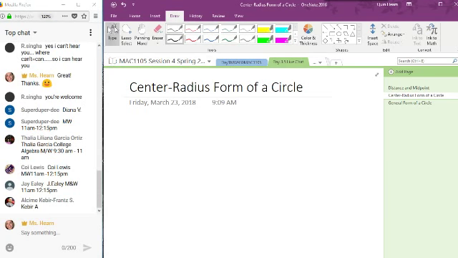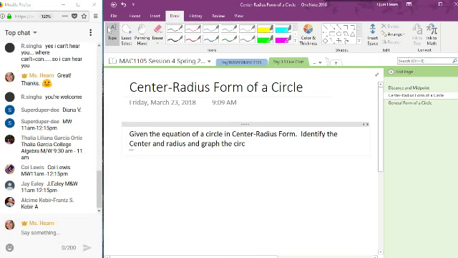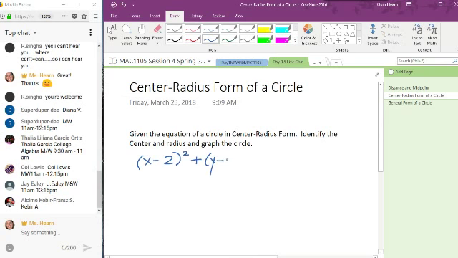Okay, so given the equation of a circle in center radius form, identify the center and radius and graph the circle. And we'll start with the equation (x - 2)² + (y - 1)² = 9.